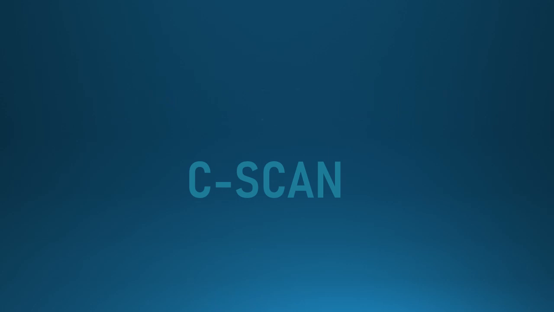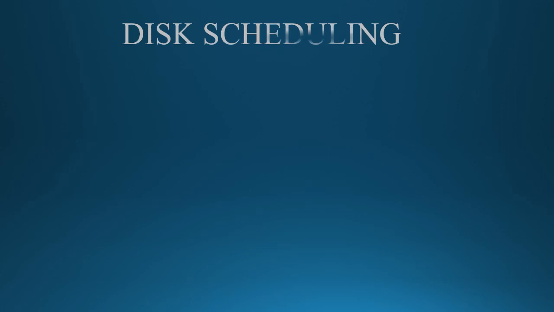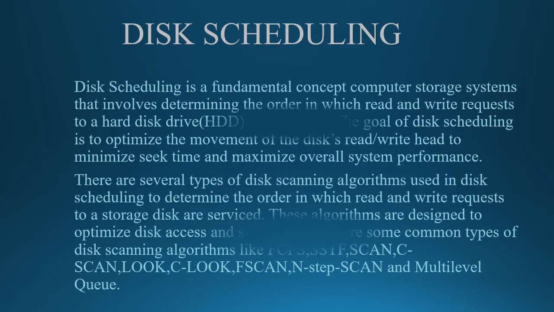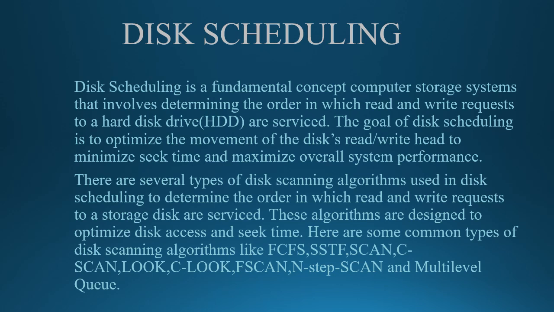Disk scheduling, C-scan. Disk scheduling is a fundamental concept in computer storage systems that involves determining the order in which read and write requests to a hard disk drive are serviced. The goal of disk scheduling is to optimize the movement of the disk's read or write head to minimize seek time and maximize overall system performance.